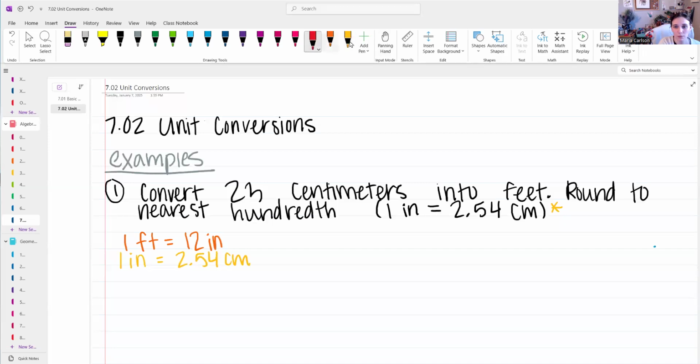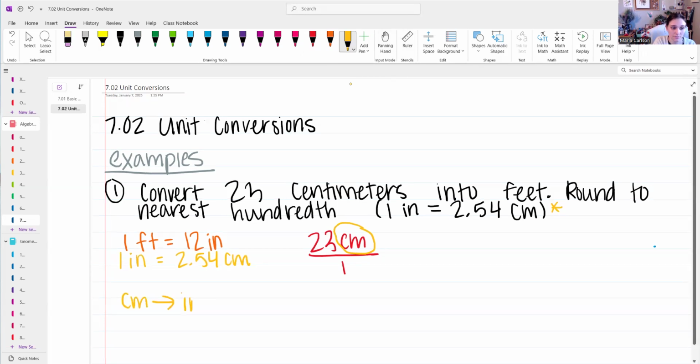So what we will do for this problem is we're going to begin with our original number, 23 centimeters, and I am going to put that in a fraction over 1. And now I'm going to multiply this fraction by more fractions, essentially using the conversion factors that we have. So right now, our unit is in centimeters. So I can convert centimeters to inches, and then I can convert inches to feet.